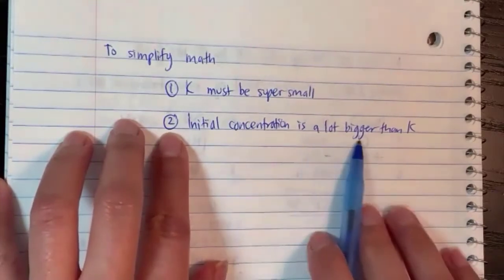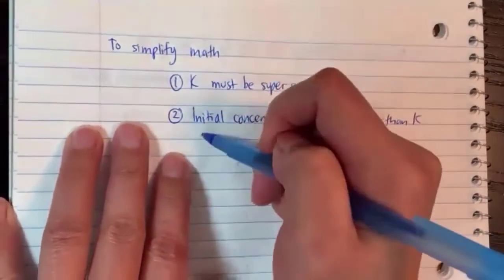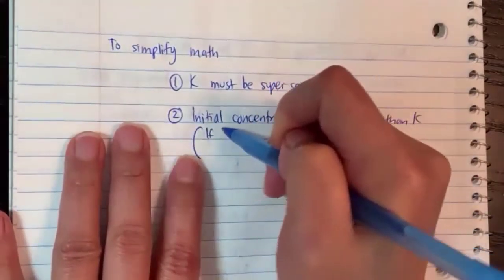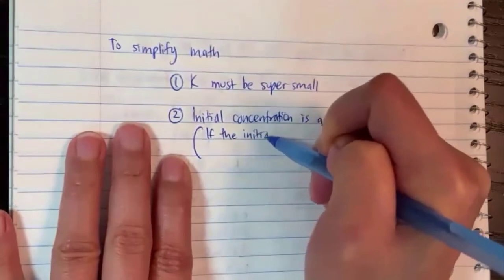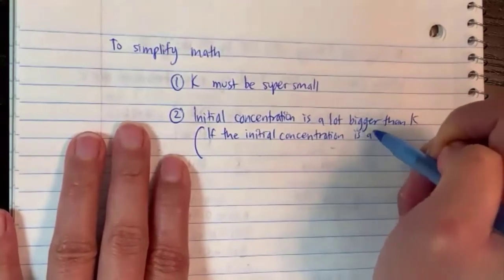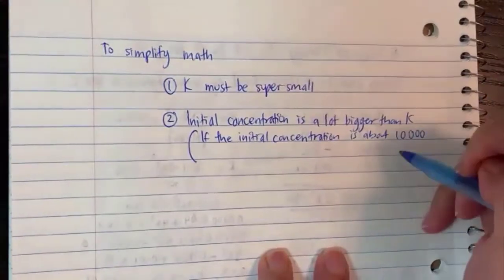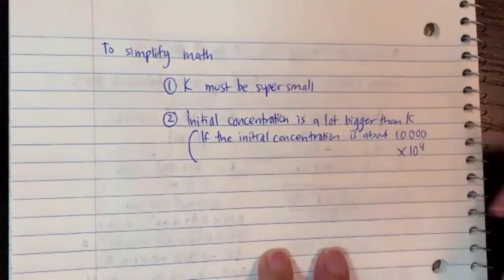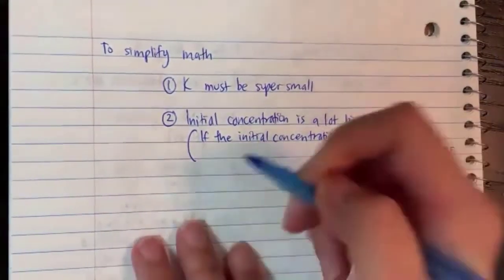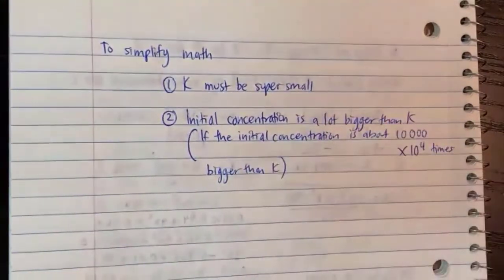So how much bigger is considered big enough? A lot of people ask me, they're like, I can't tell. Okay, so if you can't tell, a general idea is 10,000 times. So I'm gonna go ahead and write it out, okay? If the initial concentration is about 10,000 times, or we can say times 10 to the power 4, bigger than K. I think that's pretty obvious.